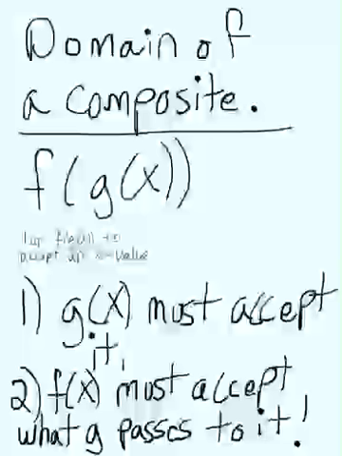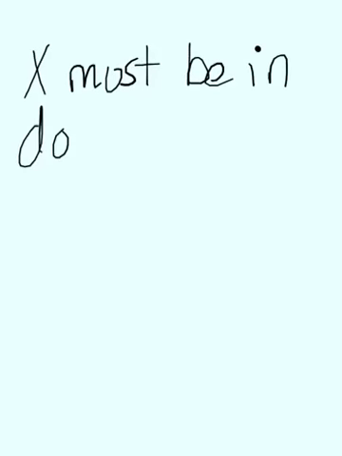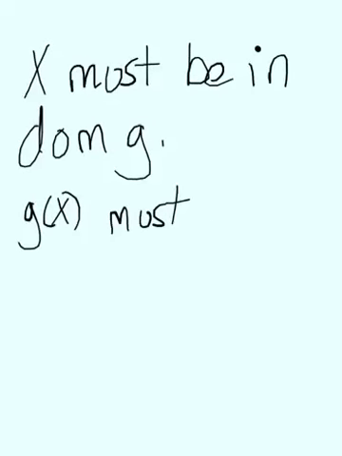Now, more formally, what this means is this. X must be in the domain of g. In other words, it has to be something that g is going to take. If g doesn't take it, then all bets are off. You can't do anything more. Now, once g takes the object, he's going to do something to it, and it's no longer x anymore. It's some new thing. So x must be in the domain of g, and whatever g does to it must be in the domain of f.